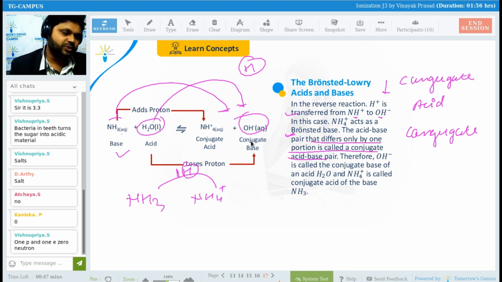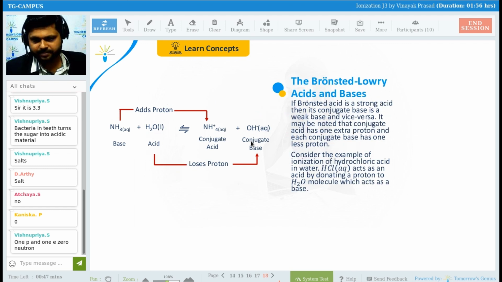So can we say this is a conjugate acid and conjugate base pair? Is there any problem till here? If I give you one question, will you be able to solve that or not? Please tell me that.